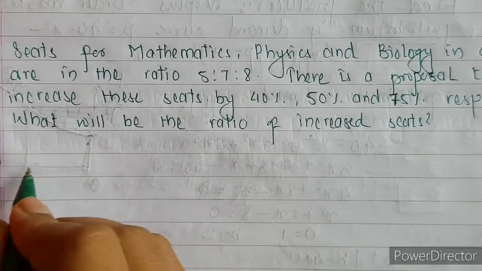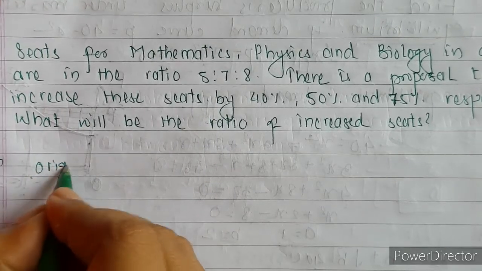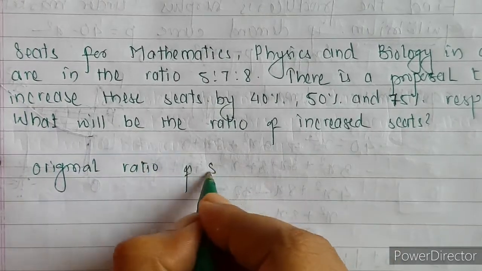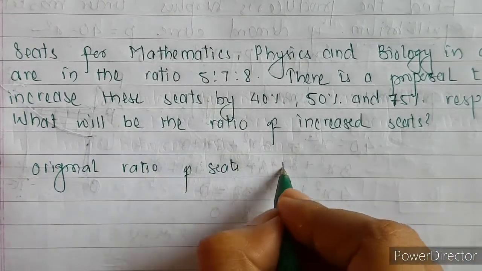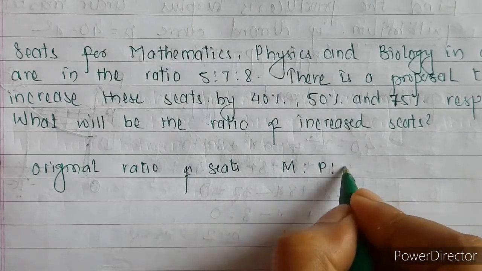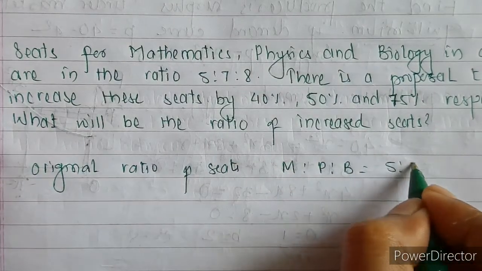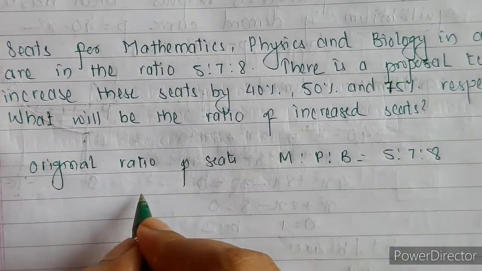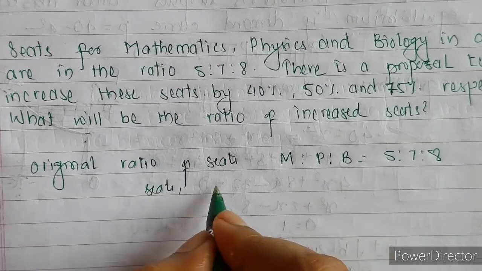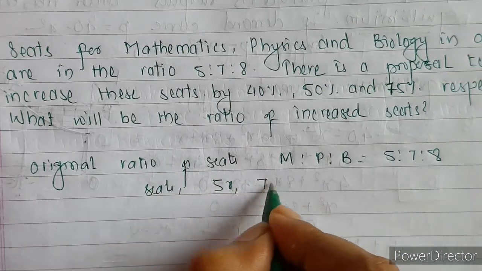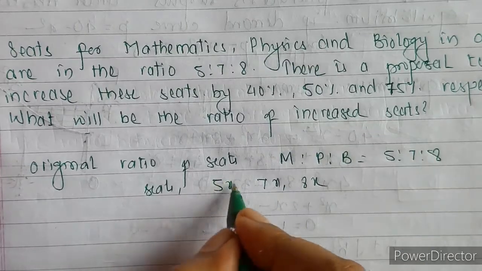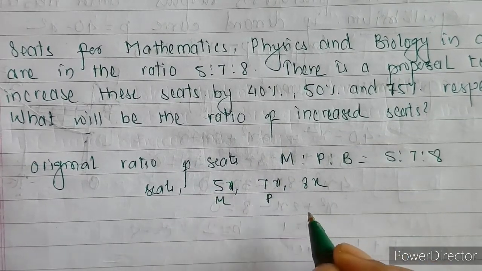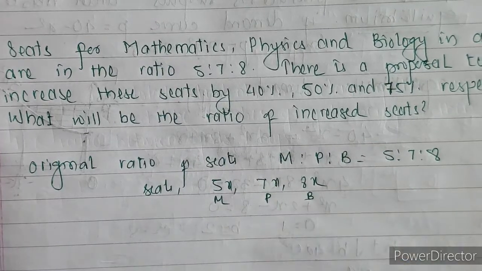We know that the original ratio of seats, mathematics to physics to biology, is given as 5:7:8. Okay. So how many seats do we have? We can take seats as 5x, 7x and 8x. So we have a total of 5x seats of mathematics, 7x seats of physics and 8x seats of biology.